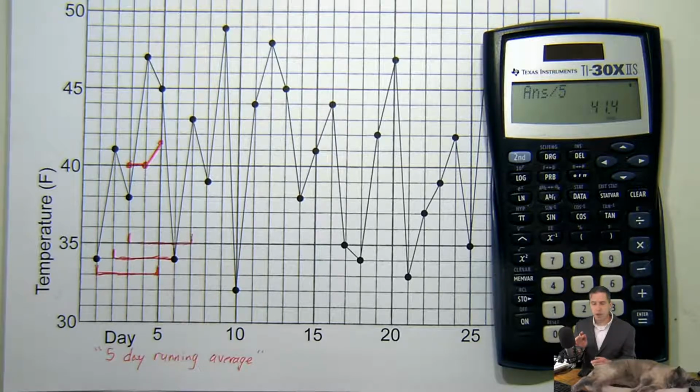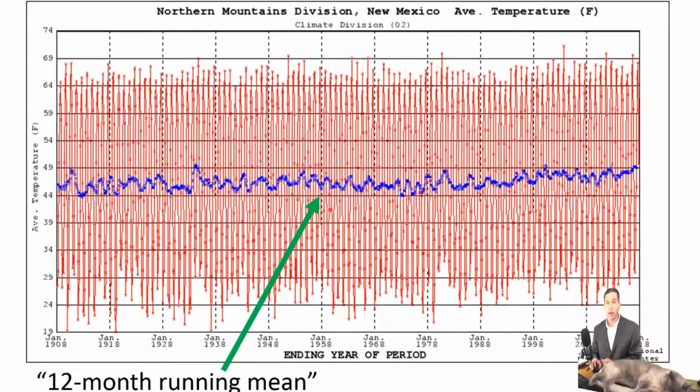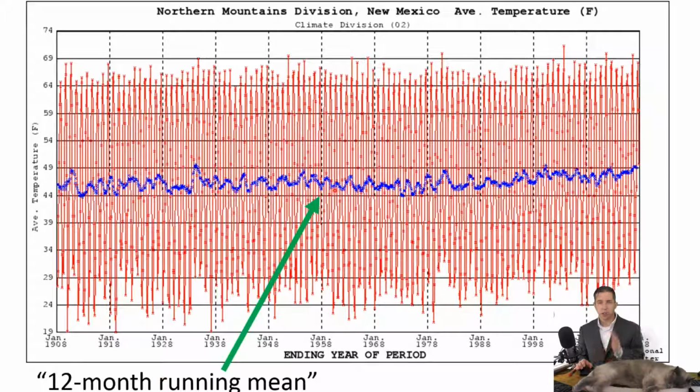So I'm going to show you some examples here. So here's an example of one of these graphs where I have used a running mean, and I just asked the computer to do it. I didn't do any math myself. And this is a 12-month running mean, and it produces this blue line. So it takes every red point and takes 6 months ahead and 6 months behind and calculates what that running mean is and plots it as blue.